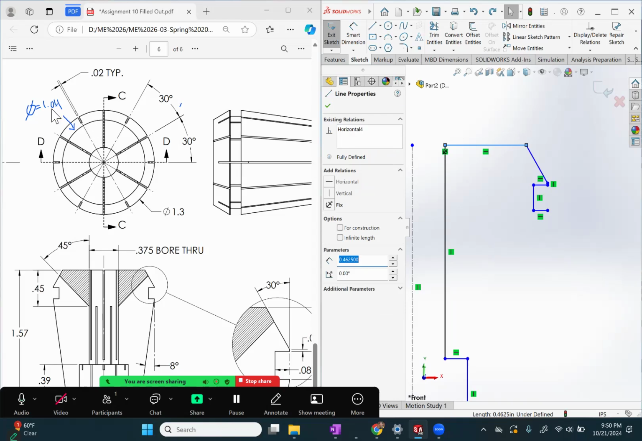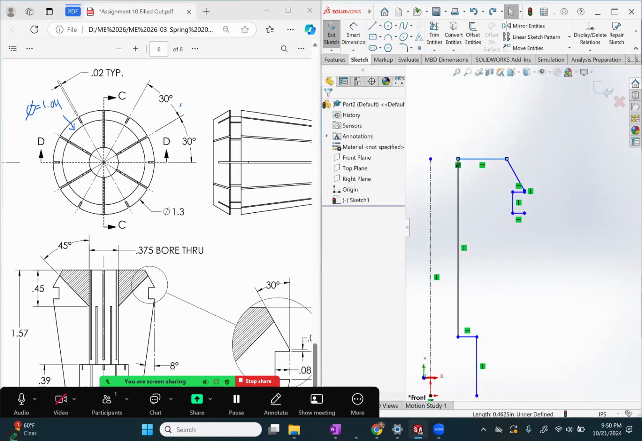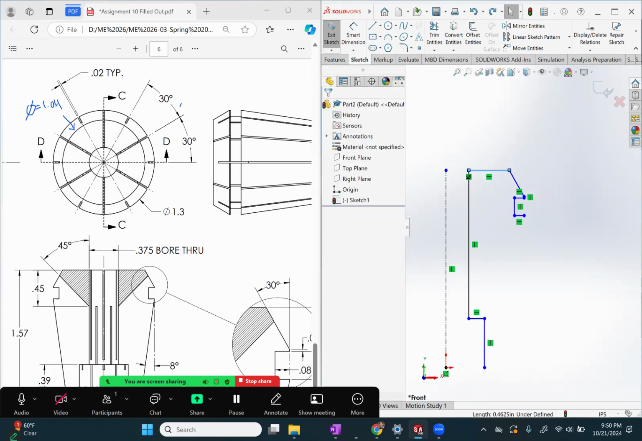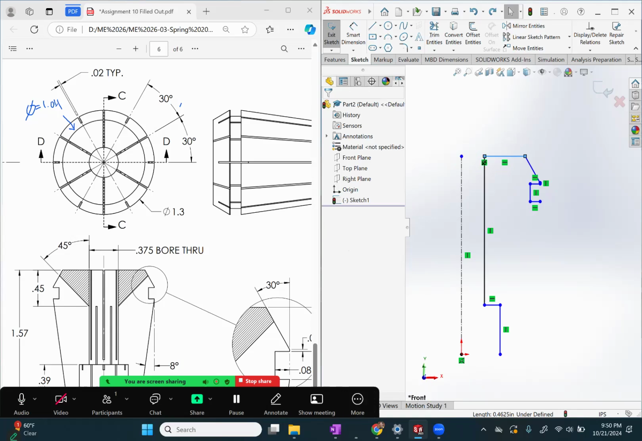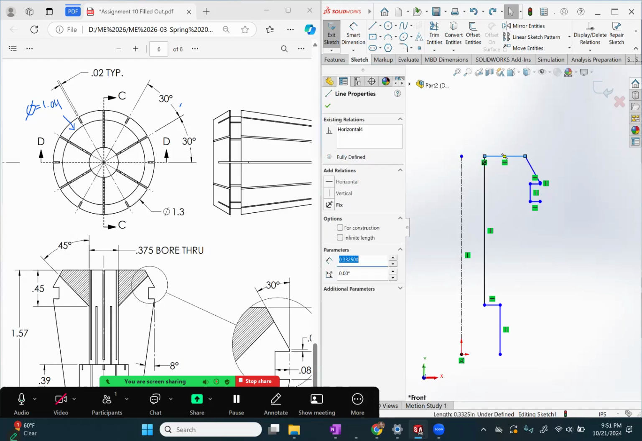Let's redo this math, this time with 1.04 as our number. So this distance should be 1.04 over 2 minus 0.375 over 2. That looks a lot better. Let's see. What's this distance now? 0.3325.